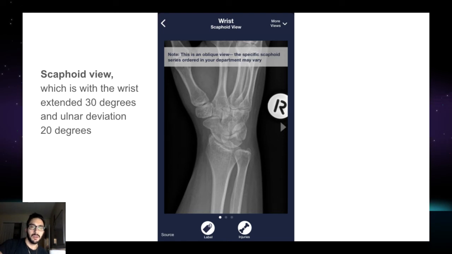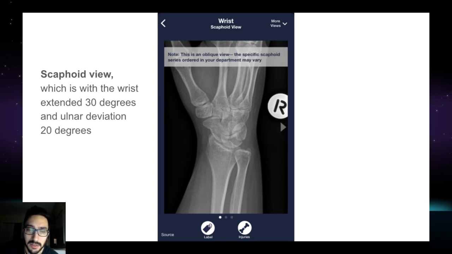So now we're going to talk about the scaphoid view of the wrist, and this does have an important note here that this here is an oblique view of the wrist. A true scaphoid view of the wrist, which I have written out here on the left, is with the wrist extended to 30 degrees with ulnar deviation at 20 degrees. And that really depends on the radiology department that's taking the images and probably varies from hospital to hospital.